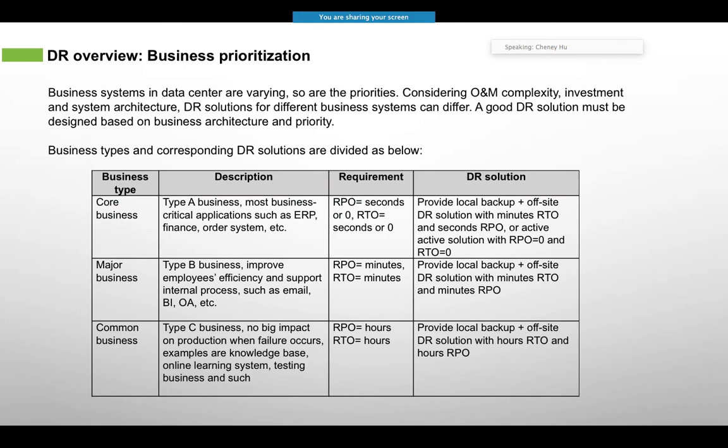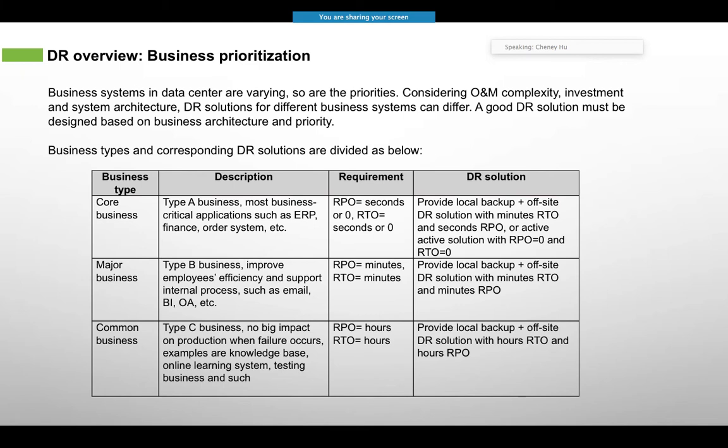So for this type of core business application, we usually recommend a disaster recovery solution with minutes of RTO and second-level RPO, so that the customer will have near zero data loss and can quickly fail over their business in the event of disaster.